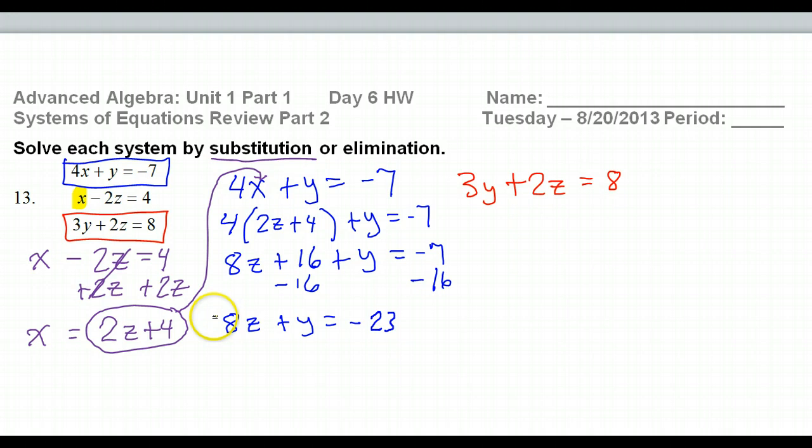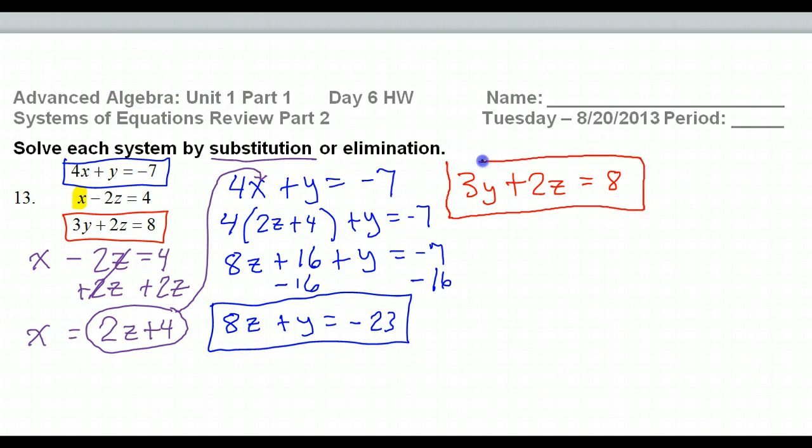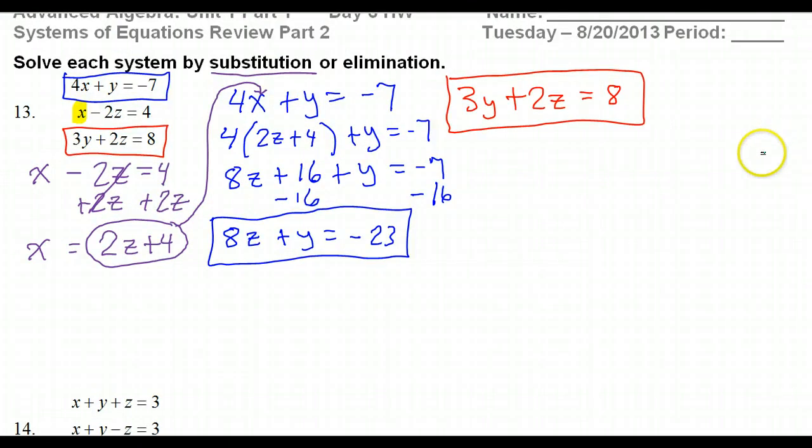Alright, so I've got this blue equation right here ready to go, ready to do stuff with. And the red equation is already ready. Okay, so now what I need to do, if you look at the blue equation and the red equation, look at the variables. I have y and z in the blue equation. And in the red equation, I have y and z as well. Because I got rid of the x's. So I should be able to take these two equations, the red and the blue, and kind of put them together in some kind of way in order to solve for y and z. So let's do that.